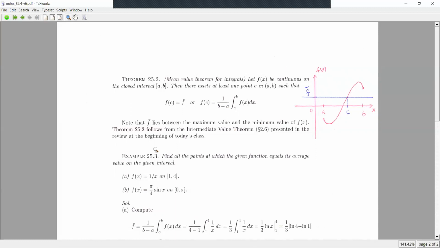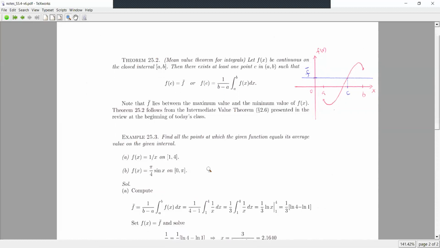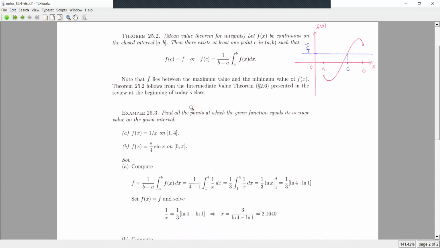Now, following the flow, here is one example about this theorem. In this example, we need to determine a C between A and B such that the function value at the point C is equal to the average function value. Okay, example. Find all the points at which the given function equals its average value on the given interval.